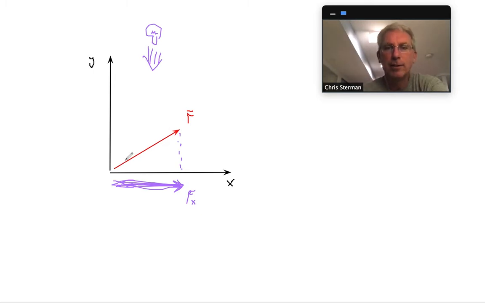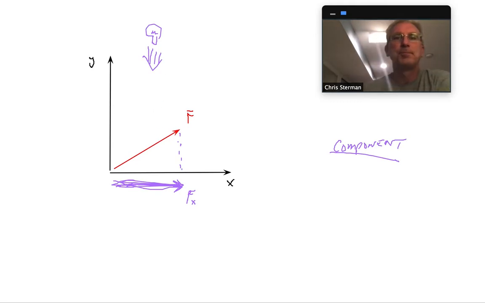Okay, so here's my force, but the shadow of that force on the x-axis is my force in the x direction, or my x component of the force. So you might see this word, component, which means a part. Okay, so the part of the force that is in the x direction.